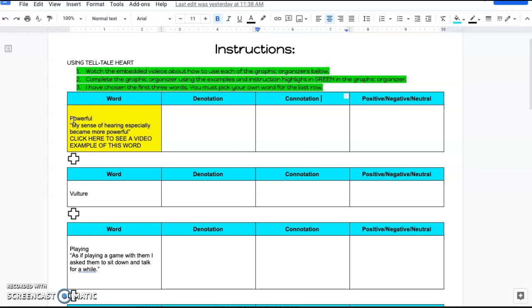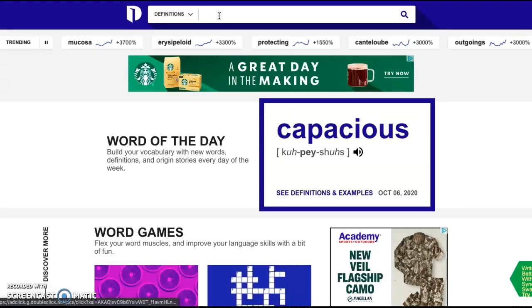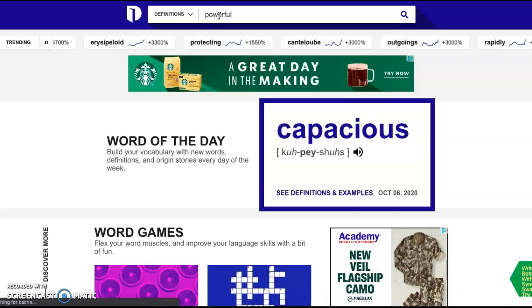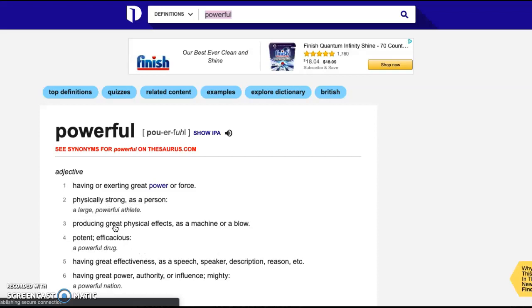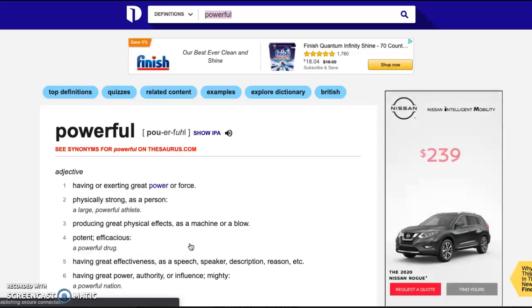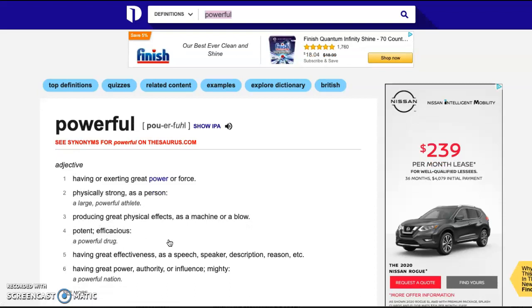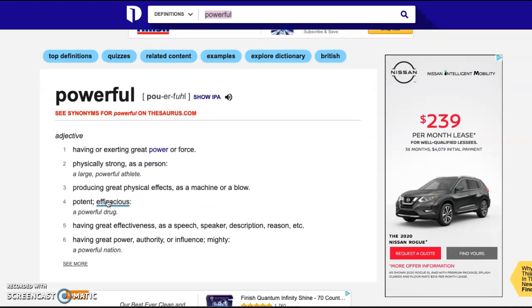All right, so the word I decided to look at, you guys, is powerful. When I look it up, I see denotation, so I need to look in the dictionary. I'm going to type in powerful. It's probably going to tell me full of power. So let's look. Having or exerting great power or force, physically strong as a person, producing great physical effects as a machine or a blow, potent or efficacious, that's a hard word for me to say, which just means highly effective. And then having great effectiveness, such as a speech, speaker, description, reason, etc. Having great power, authority, or influence, or mighty.